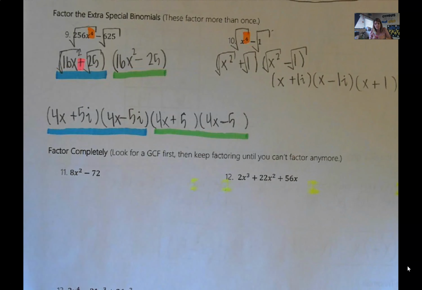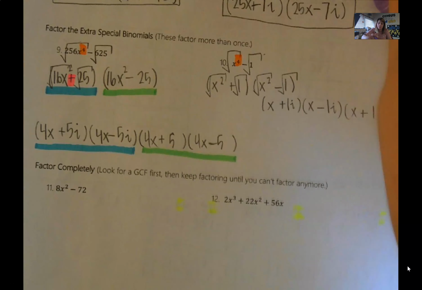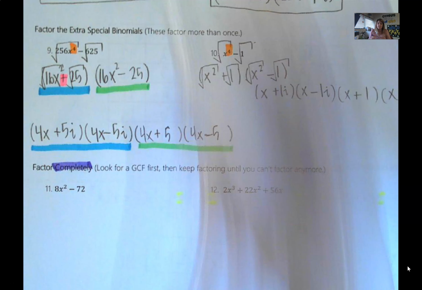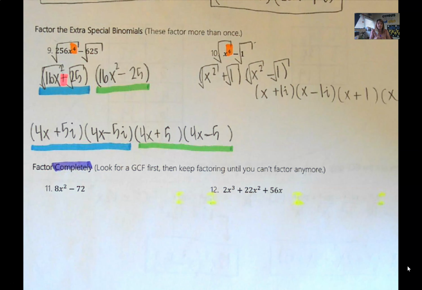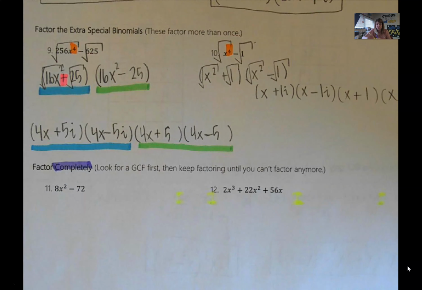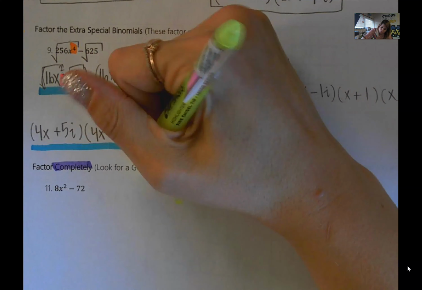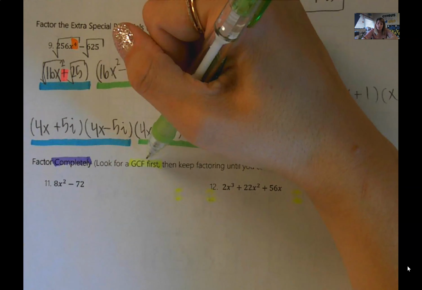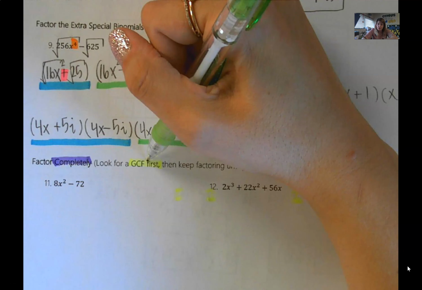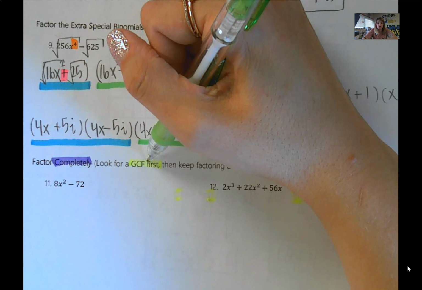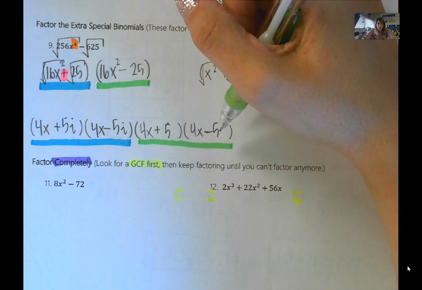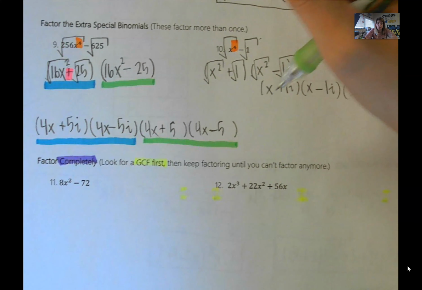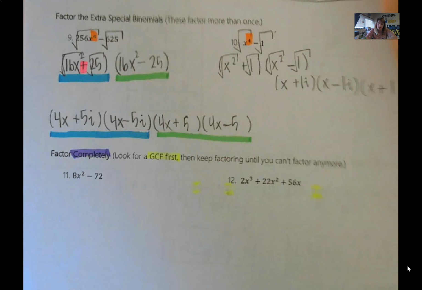Anytime a problem says or asks you to factor completely, what that means is that you need to look for a GCF first and then factor. Sometimes there might not be a GCF, but you want to double check. After you take the GCF out, you look at the number of terms in order to decide how to finish the factoring. So, number 11.